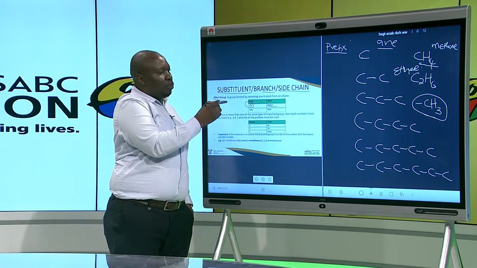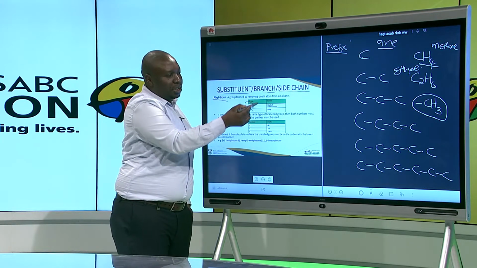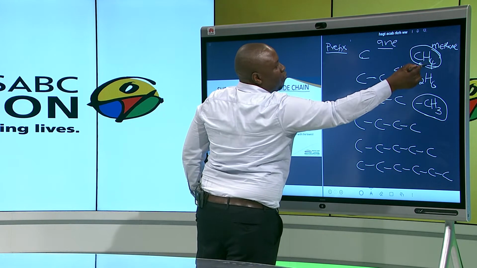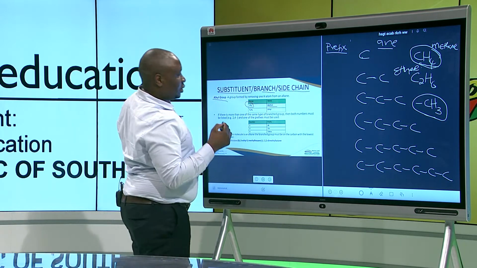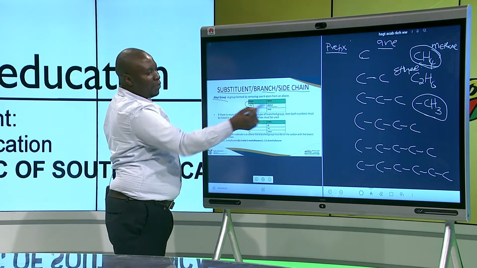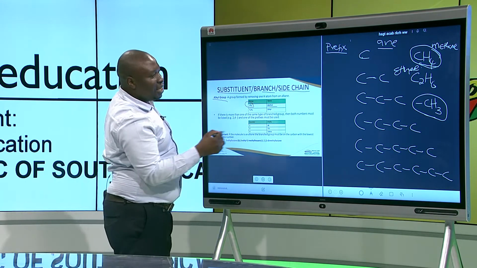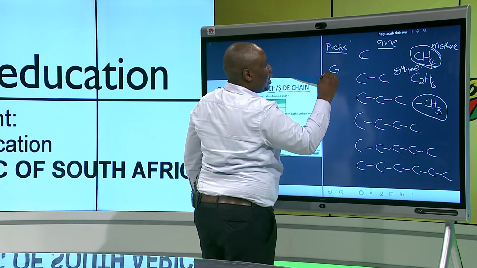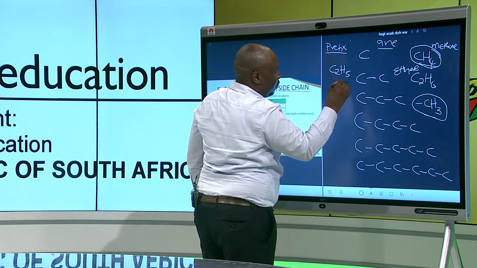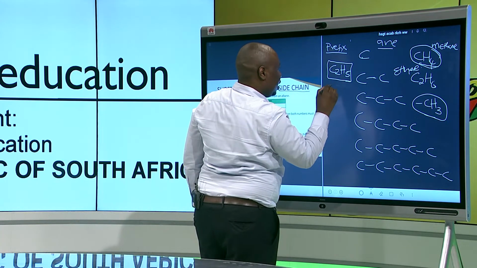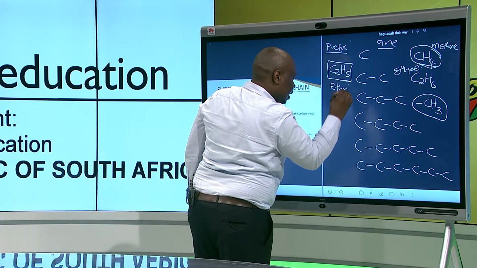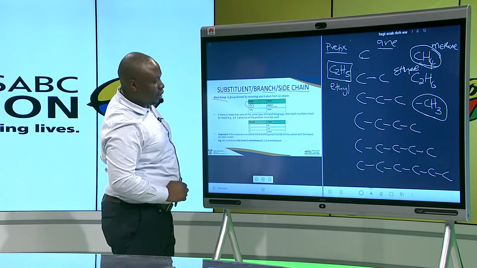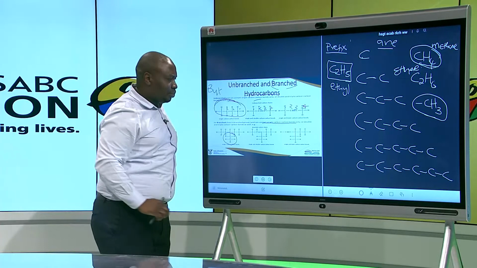Why is it an alkyl group? Because we remove 1 hydrogen from an alkane. So when you're having methane, you remove 1 hydrogen, it becomes methyl. It's no longer methane, it's methyl. When you are having ethane, which is C2H6, when you remove 1 hydrogen, it becomes C2H5. It's now referred to as ethyl. Now we're going to use it in a name to see whether we understand this or not.